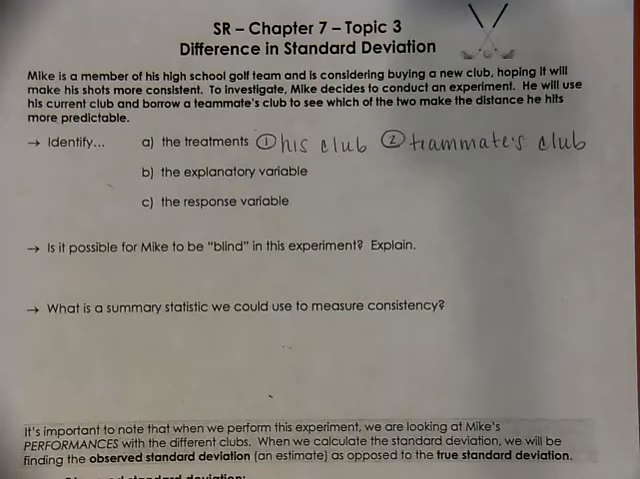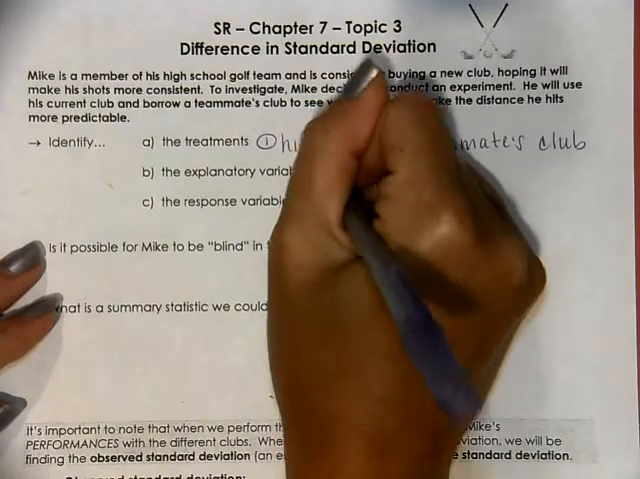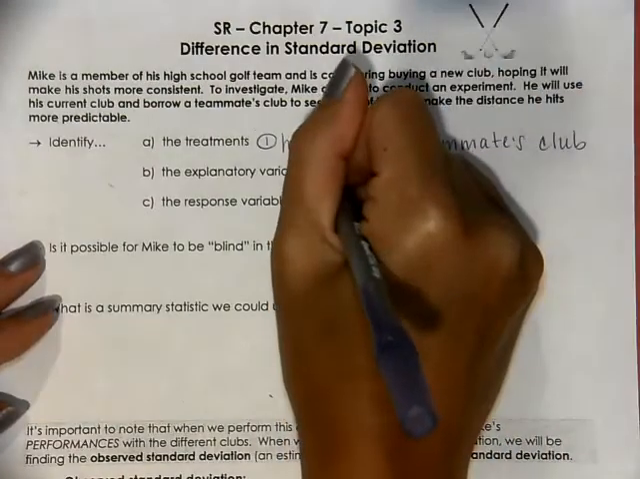The explanatory variable. What is the researcher changing or manipulating in this scenario, in this experiment? Well, they would be changing the type of club. Or you could just write the club.